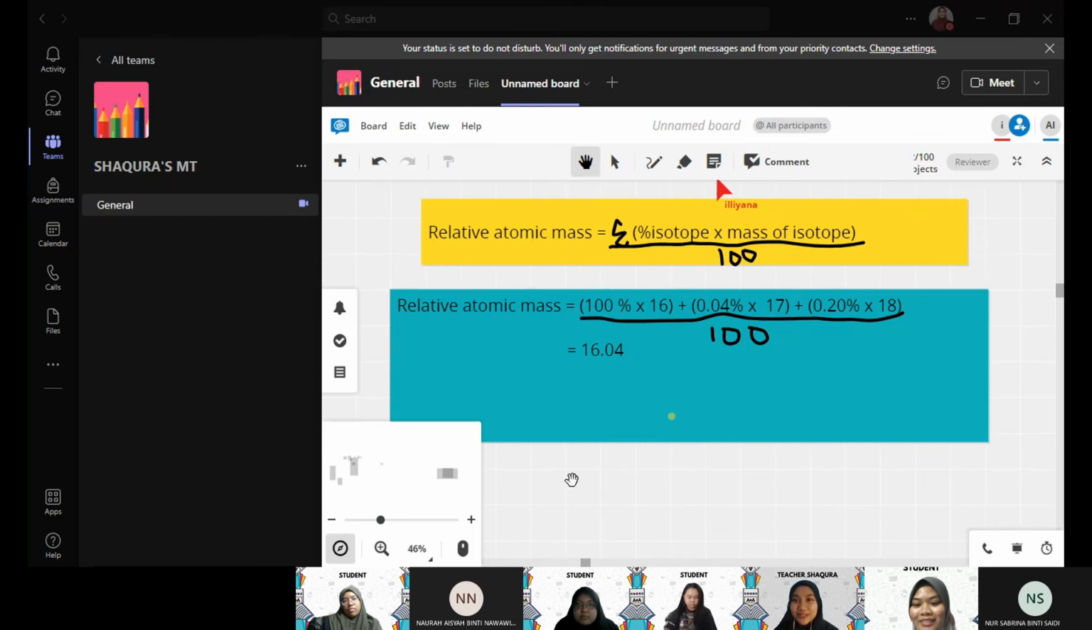Great job, Group 2. The formula is correct. But just now you said that you found the relative atomic mass of carbon, is it? Yes, Miss. Actually, the question asks for the relative atomic mass of oxygen. But it's okay, the answer is correct. I'm sorry, Miss. And it's good that you know that relative atomic mass has no unit. Okay. Good job.